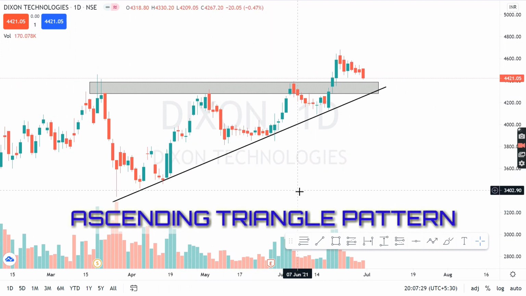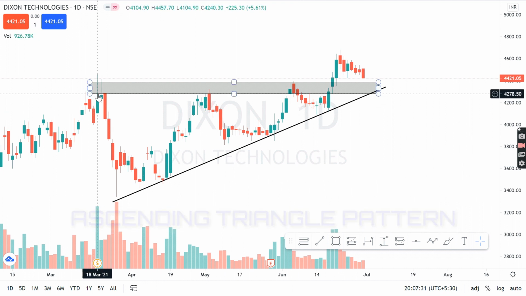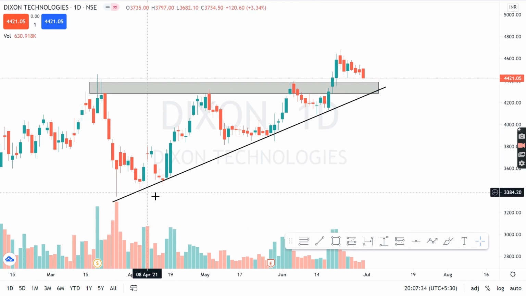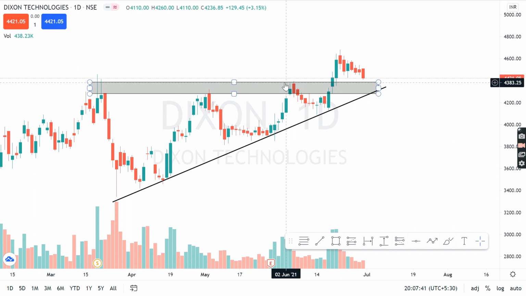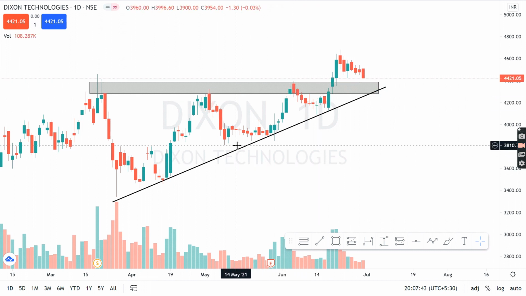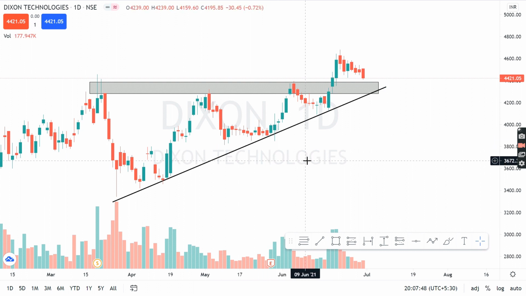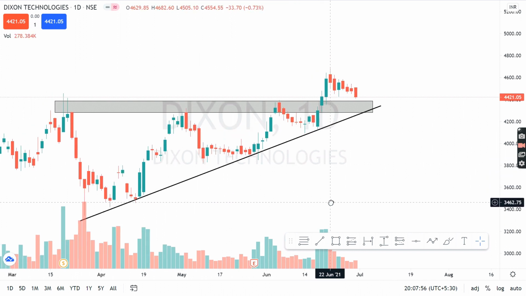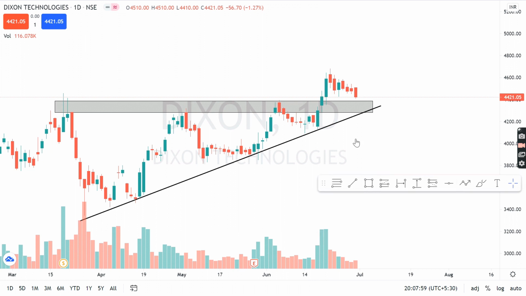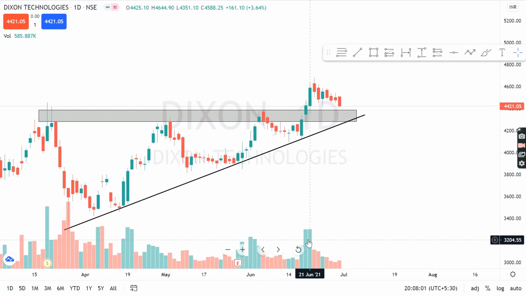What happens in an ascending triangle is, the stock went up, it came down, it again went up and came down, but it couldn't break the last low, and again went up and again came down, and again the same story, it couldn't break the last low. This means that the power of the selling side is getting reduced and the stock is moving up. Here it has given a breakout of this ascending triangle, and the volumes are also quite high.